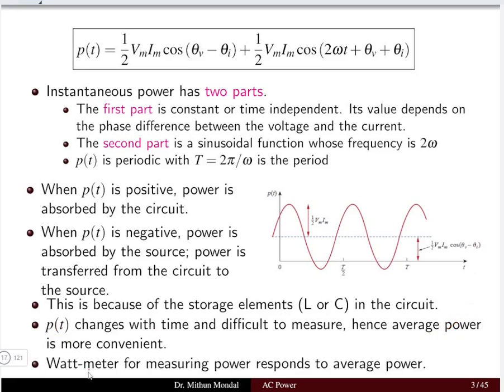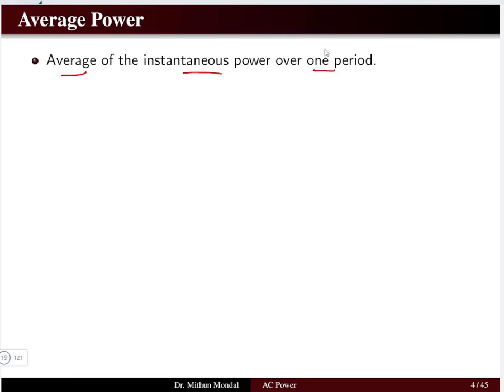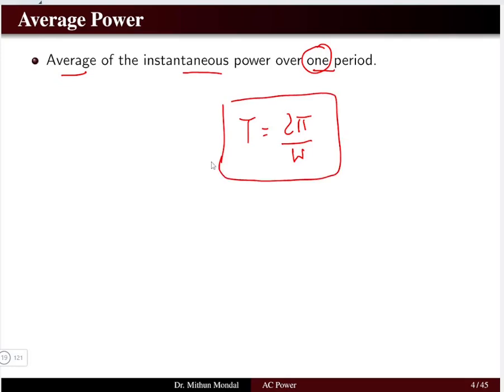So the wattmeter, which is a device used for measuring the power, responds to average power only. It is not responding to the instantaneous power. So the average over a time period that we are measuring is known as the average power. Now let us go deeper into average power. So average power is defined as the average of the instantaneous power over one period. So you know that one period is equal to 2 pi by omega. So over one period we are averaging the instantaneous power.